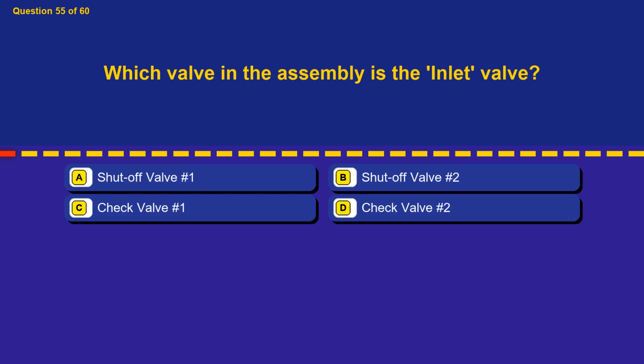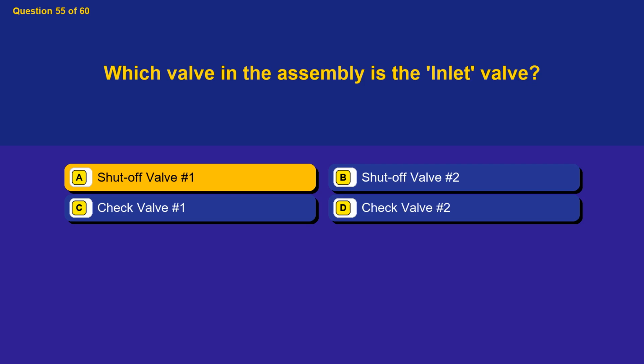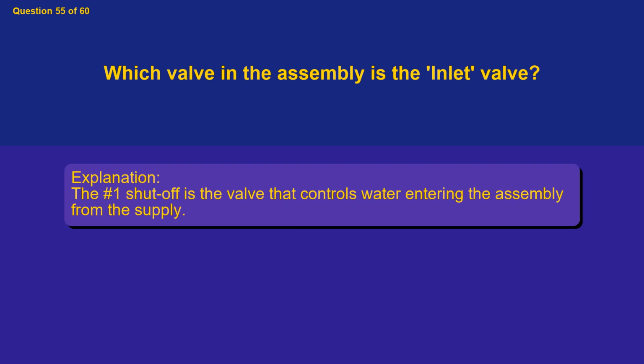Question 55. Which valve in the assembly is the inlet valve? Option A, shutoff valve number 1. Option B, shutoff valve number 2. Option C, check valve number 1. Option D, check valve number 2. The correct answer is option A, shutoff valve number 1. The number 1 shutoff is the valve that controls water entering the assembly from the supply.